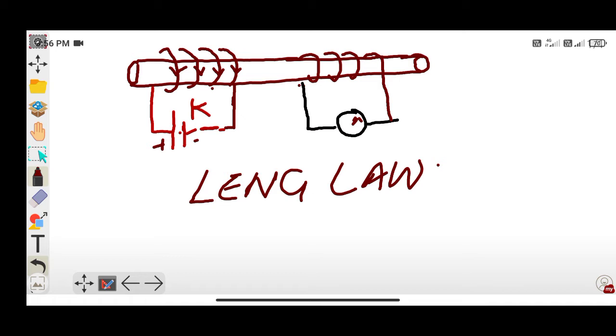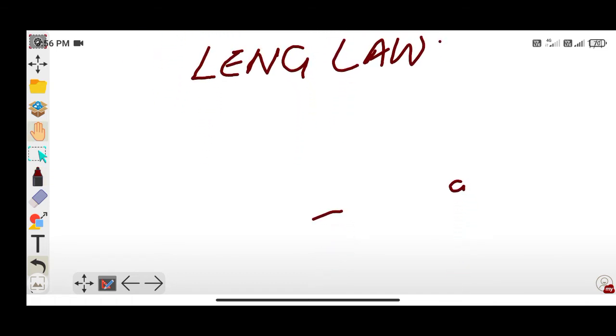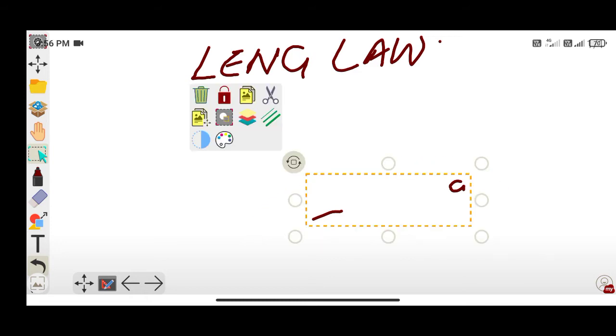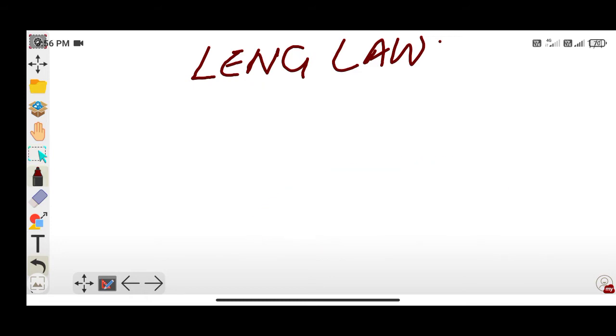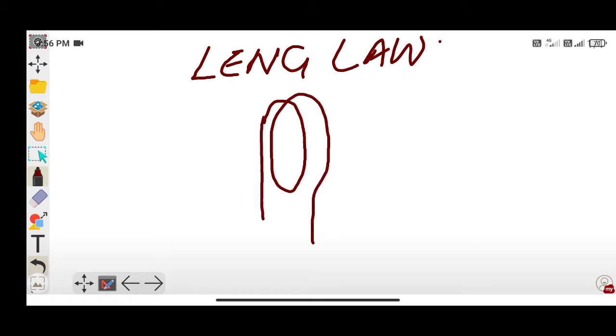Now, what it says is that if there's a change in magnetic flux across a coil, then EMF will be induced in that coil, and that induced EMF will oppose the change. For the sake of understanding this, I'll draw a diagram. Let me assume that you have a coil like this, connected across a galvanometer. I'm just trying to explain Lenz law so that we can understand the above question.